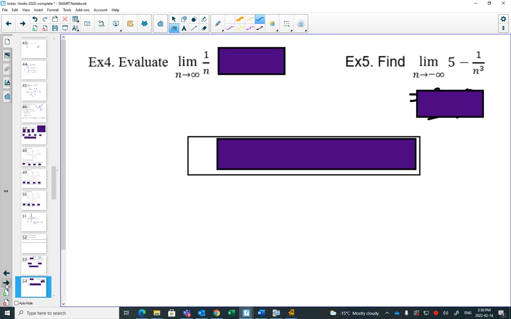Now, 1 over n. If you think about graphing y equals 1 over x, because the variable doesn't matter. It could be x goes to infinity, n goes to infinity, whatever letter they have going there. If you graphed 1 over x, you would have an asymptote here, an asymptote here. Do you remember this graph? That it would look like that? Yes.